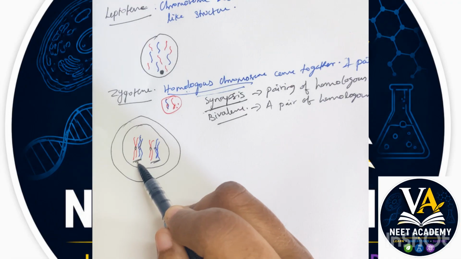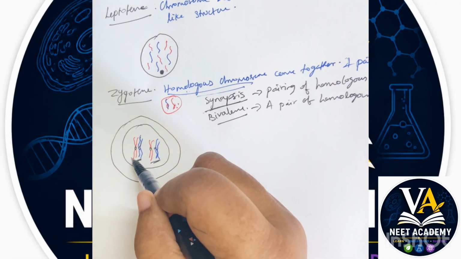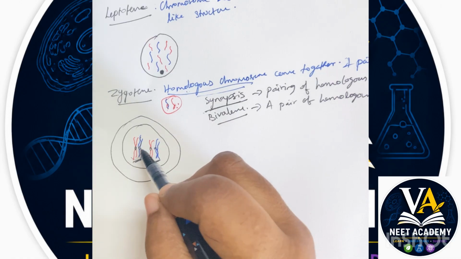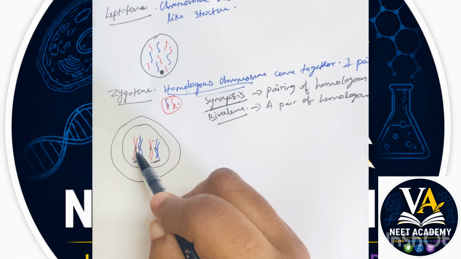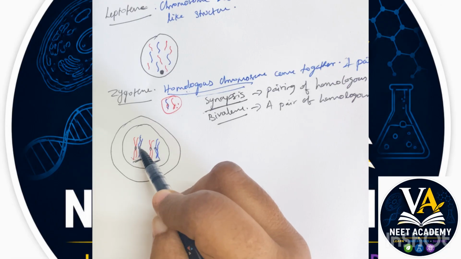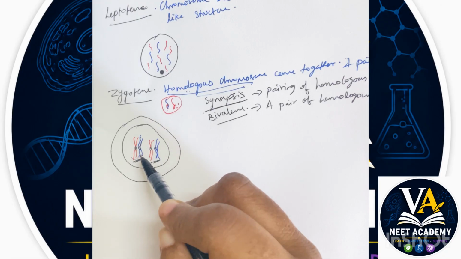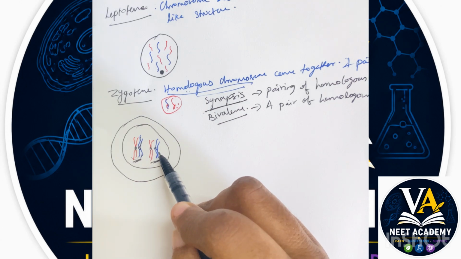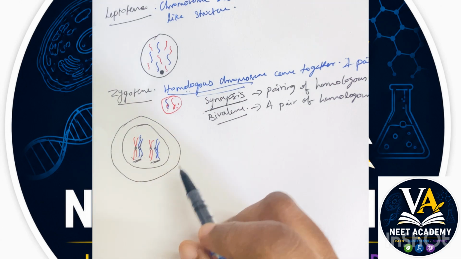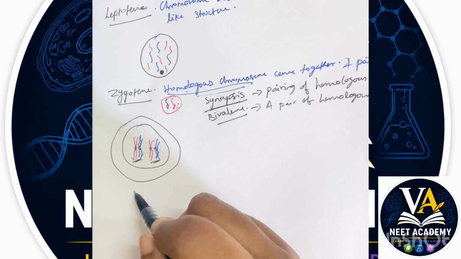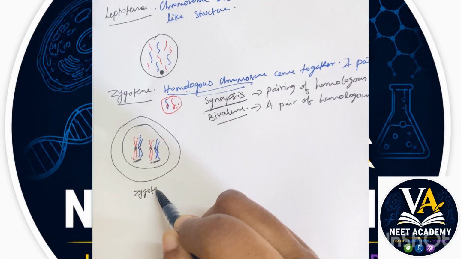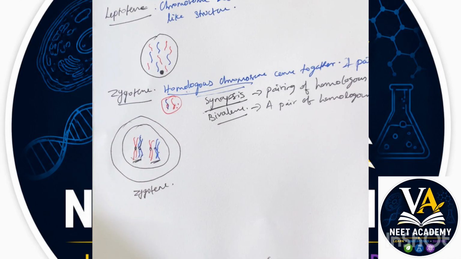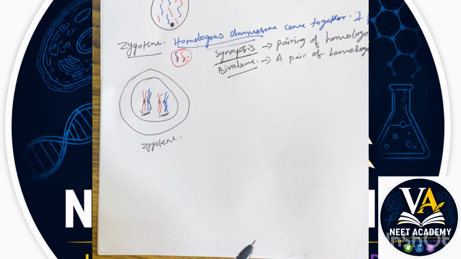So this is the bivalent, the pairing of homologous chromosomes together. This is one chromosome, this is the second chromosome, and each chromosome has two chromatids. One from the father, one from the mother, one from the father, one from the mother. So homologous chromosomes have come together and the stage is zygotene. Okay, clear? Now, what is the next stage?